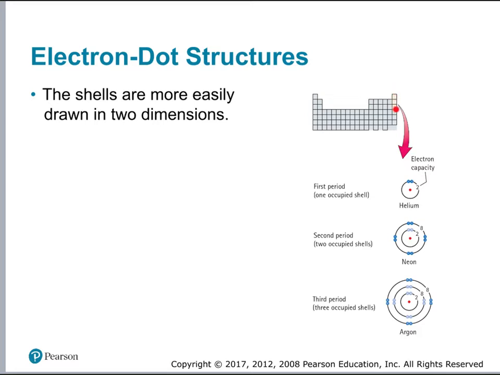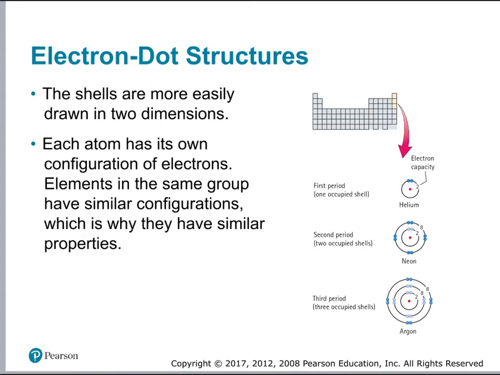And this is, of course, the group of the noble gases, and that's the type of element that doesn't really interact with other elements. It doesn't form molecules. They like to stick to themselves, and the reason they like to stick to themselves is because their electron shells are completely full. So our key here: each atom has its own configuration of electrons, and elements in the same group have similar configurations. That's why they have similar physical and chemical properties.